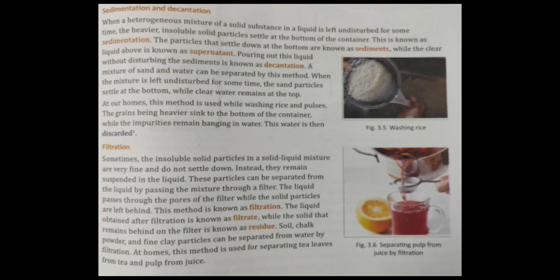Insoluble substances that are heavier than the liquid can be separated by sedimentation and decantation. Thus, it is used to separate a heterogeneous mixture of solid and liquid. The settling down of heavier insoluble solid at the bottom of the liquid is called sedimentation. The solid that has settled at the bottom of the liquid is called sediment, and the clear liquid above the sediment is called supernatant. The supernatant can be separated easily by pouring it into another vessel. And the process of pouring out the clear liquid from the vessel without disturbing the sediment is called decantation.